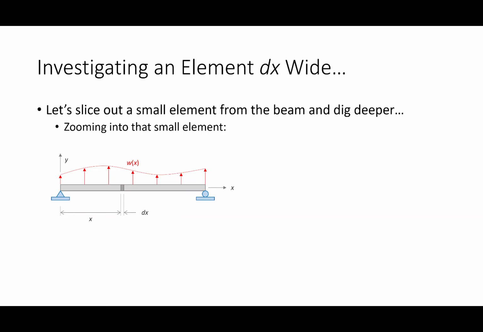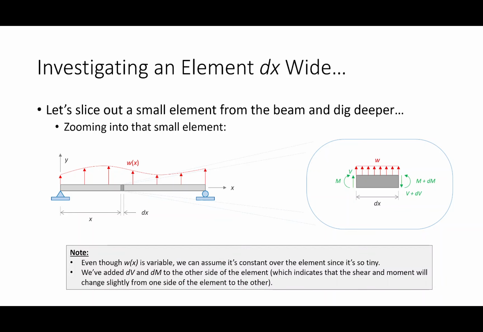It's tiny, right? So what we're going to do is look at the statics response on this element that is super, super tiny. I'm going to zoom in on this super tiny element. What I am proposing is that if you zoom in on this element, I know we've got this variable load, but because the element is so tiny, I'm going to assume that the load is constant over that element. Does that make sense? Okay.